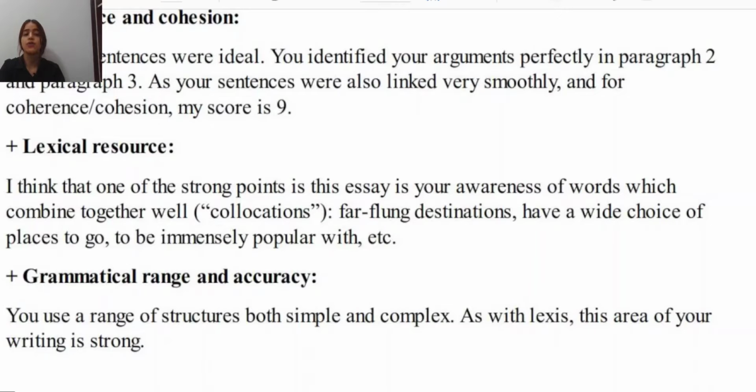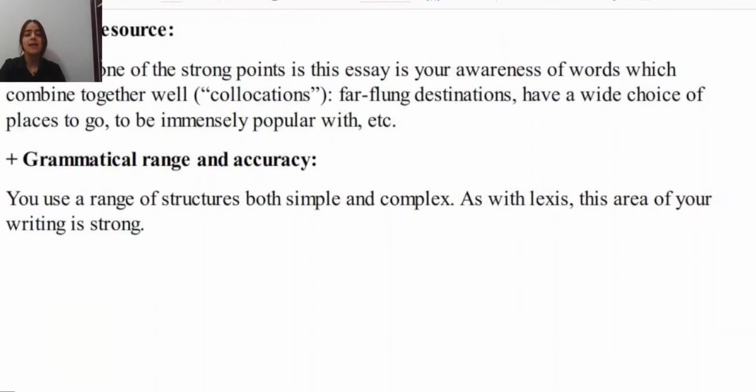I think that one of the strong points in this essay is your awareness of words which combine together well. Collocations: far-flung destinations, have a wide choice of places to go, to be immensely popular with. So collocations are very important, and that will bring you a lot of positive points as well. And the last item that should be discussed here is grammatical range and accuracy. You use a range of structures, both simple and complex. As with lexis, this area of your writing is strong.